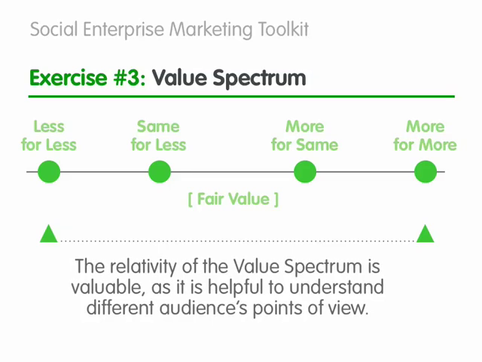Consider this. If you believe the Old Navy is actually fair value, making the Gap More for Same and Walmart Same for Less, then perhaps Army and Navy becomes Less for Less, or, moving further, even a local thrift store. The relativity of the value spectrum is valuable, as it is helpful as you work to understand different audiences' points of view. It also makes it easy to access different opportunities in the market over time.